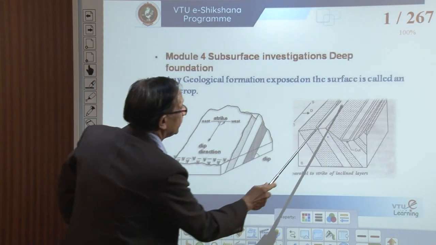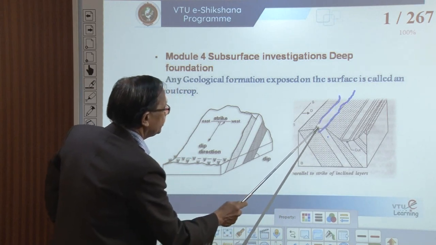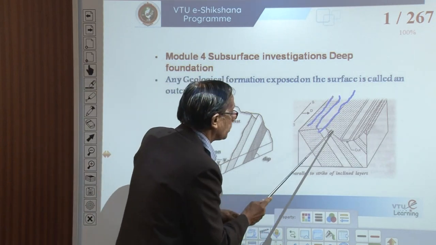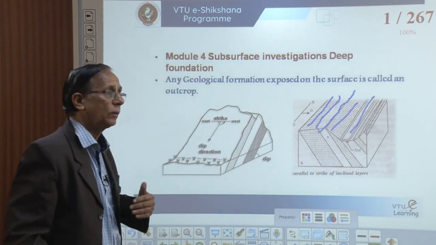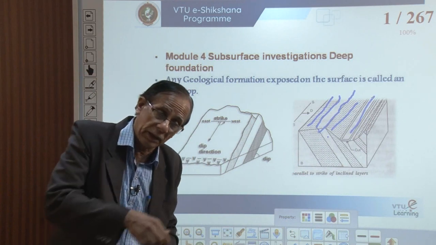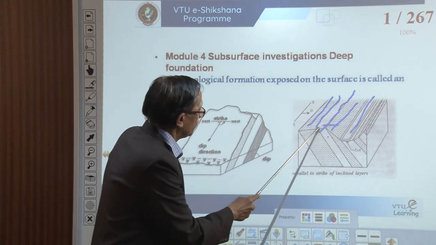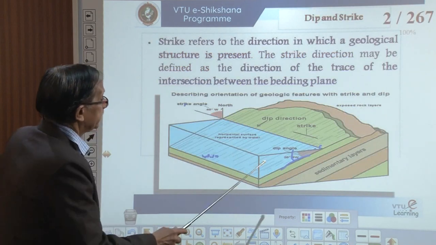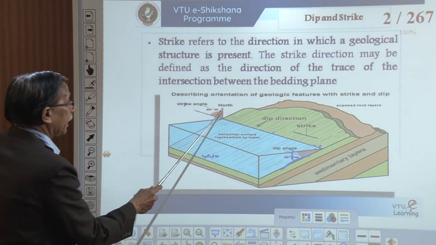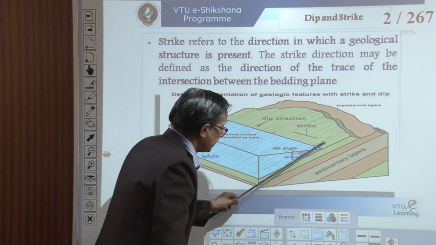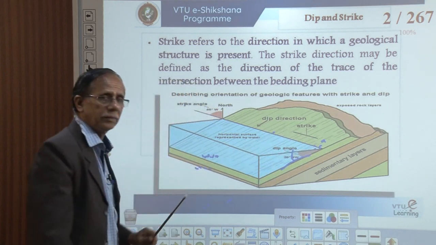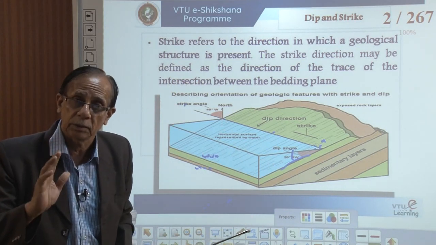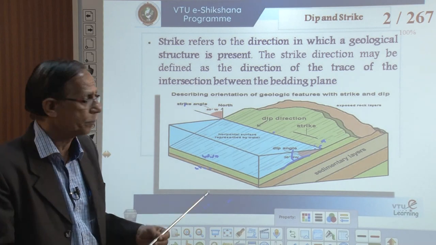For example, here this is the strike. What do we mean by strike? It is not just a direction. It is the direction along which the rocks are present, the rock trend. So, if this is the horizontal, this angle is the inclination, and this is the strike direction. It is the geographical direction of the line formed by the intersection of the inclined plane with the horizontal surface. That is strike.